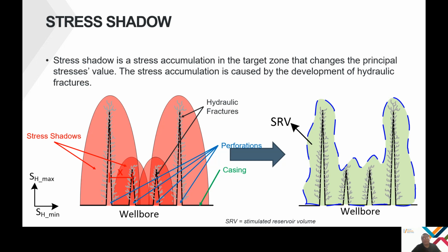When we talk about the unconventional plays, SRV or stimulated reservoir volume is very critical. If we have this fracture with this geometry, the simplified illustration, the SRV will look like this, shown in a green area. So we will lose the opportunity to produce from this section because this is unstimulated.